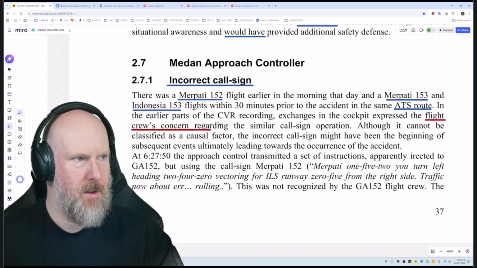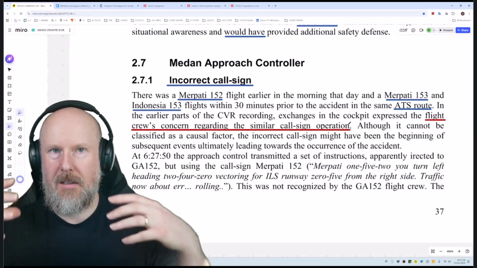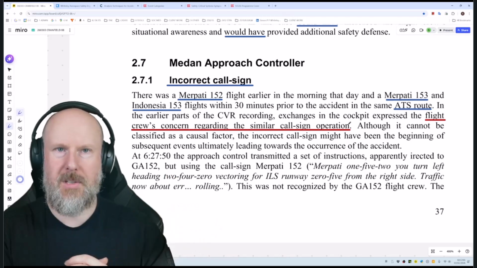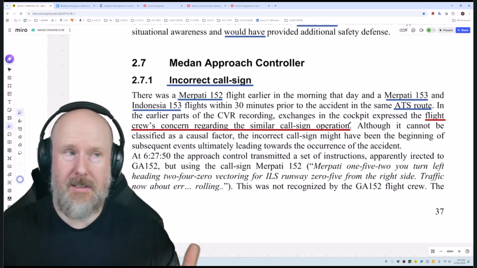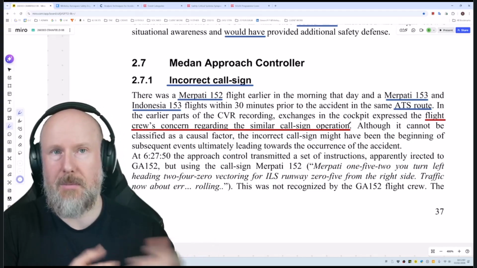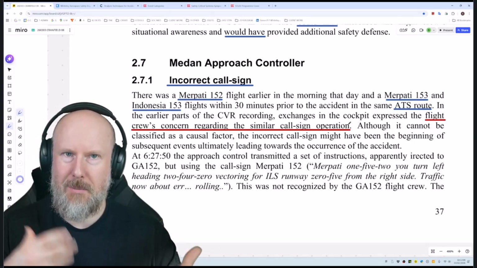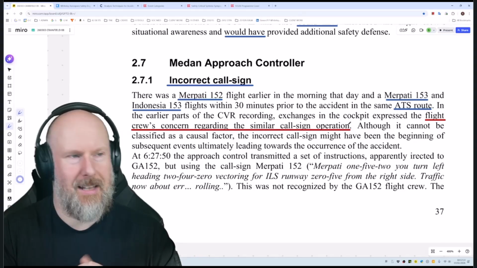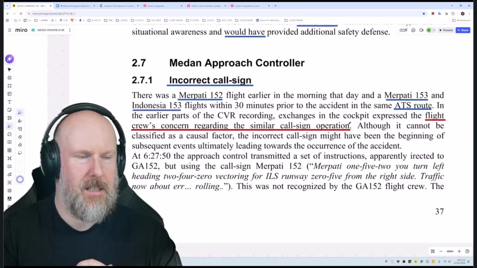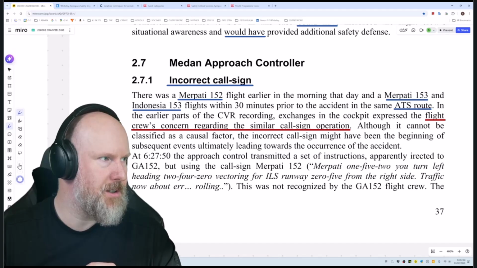Okay, so thinking about the flight crew themselves, their mental models, their beliefs, they've recognized that there is a potential for a similar call sign, and so they may be preparing themselves to listen more carefully or try to mitigate that. So they're primed for it. Although it cannot be classified as a causal factor.